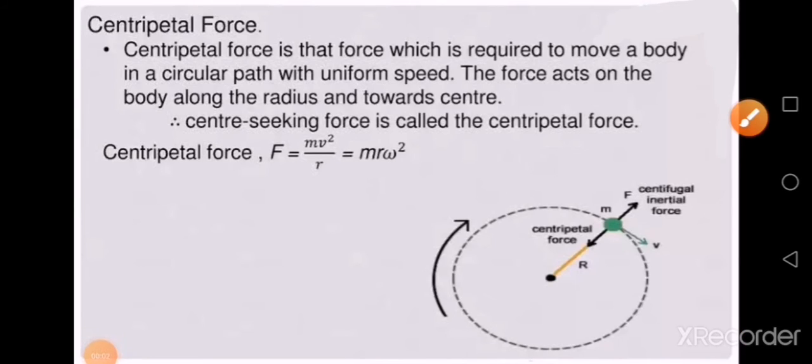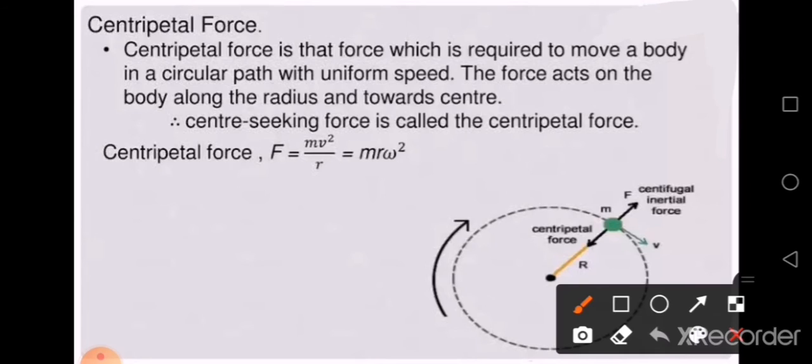Now let us come to centripetal forces. Now the centripetal force is actually the force which is required to move a body in a circular path with uniform speed. So uniform circular motion we have seen, isn't it? Now the force with which a body is able to execute a uniform circular motion, you call it centripetal force. Now this centripetal force is acting on the body along the radius and towards the center, that we have also seen when we talked about centripetal acceleration.